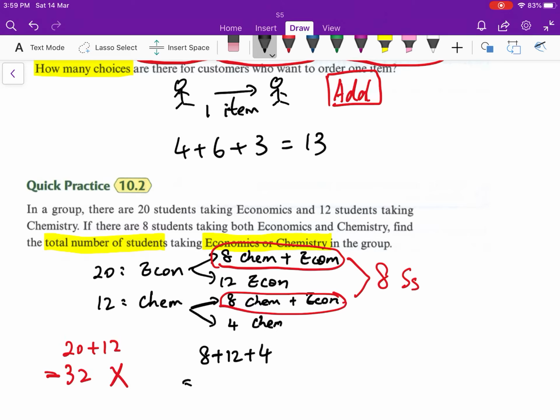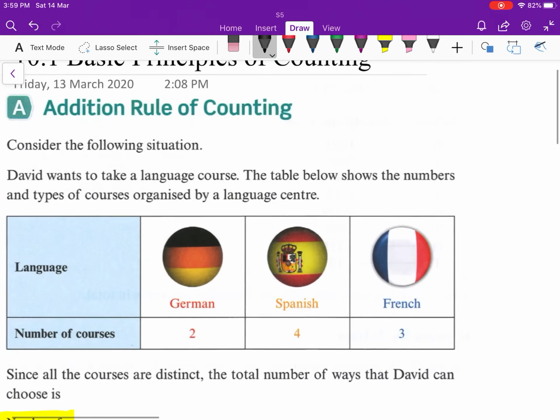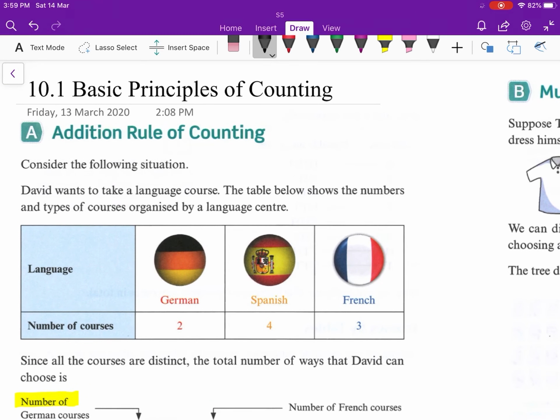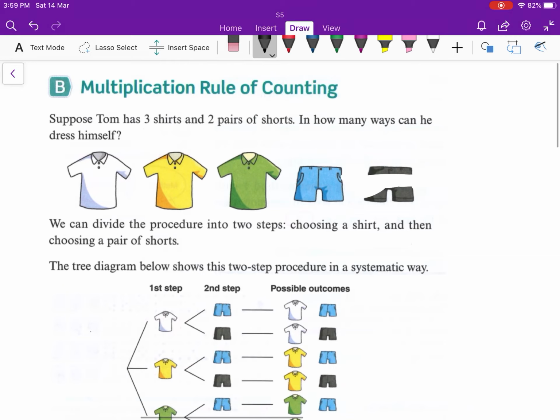So how can we find the total number? You have 2 ways to do it. It can be 8 plus 12 plus 4, so the total answer will be 24. Or how else can you do it? It's 20 plus 12, then minus the 8. Because these 8 students are also in here, you double count those 8 students, so we need to minus one of the 8. So the answer will also be 24. This is what we call the addition rule, just adding each one of the data.